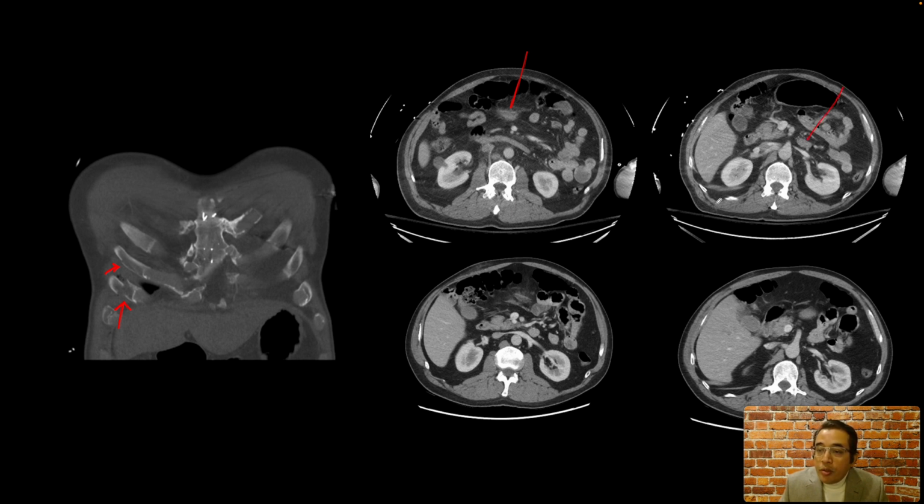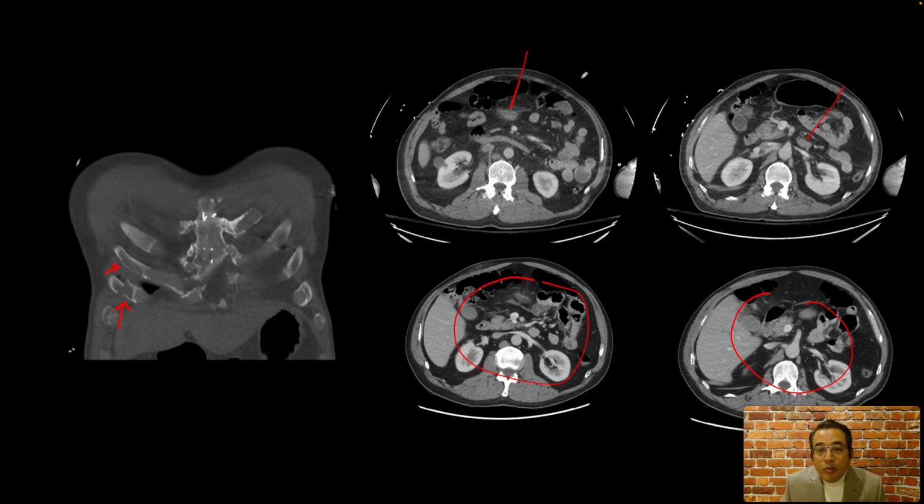Here is another focus of mesenteric hematoma, and then a follow-up CT performed a few days later showed resolution of these post-traumatic findings. And so the most common organ to be injured in a trauma patient is spleen. The second most commonly injured organ in trauma patients is the liver.